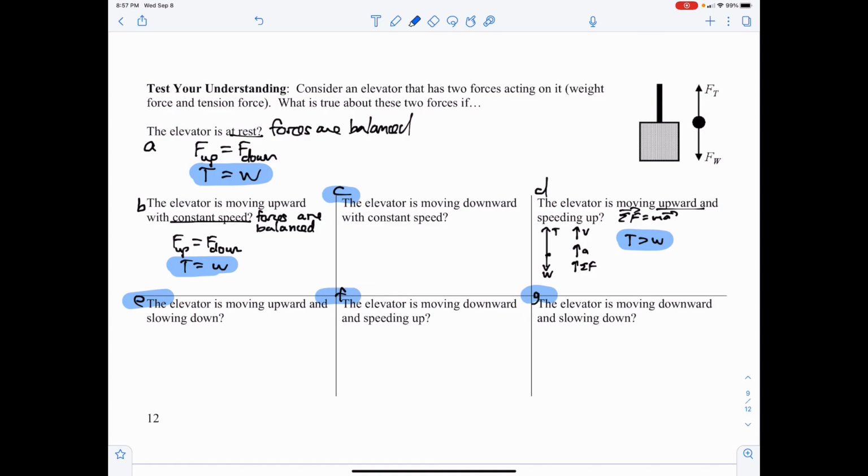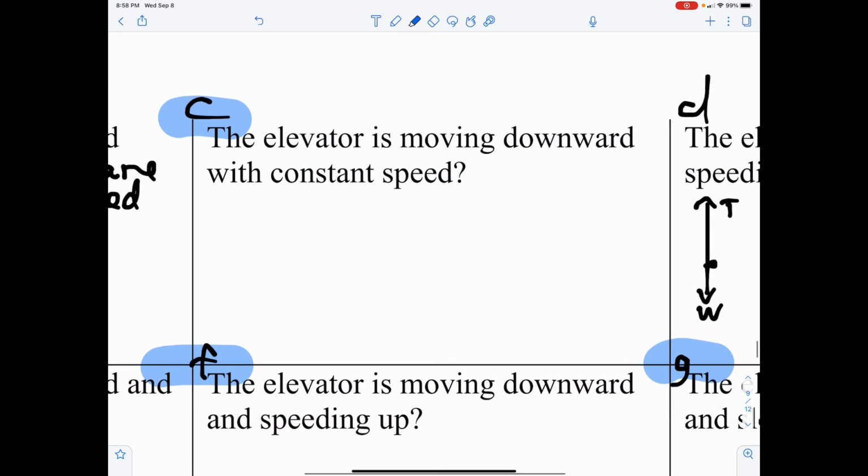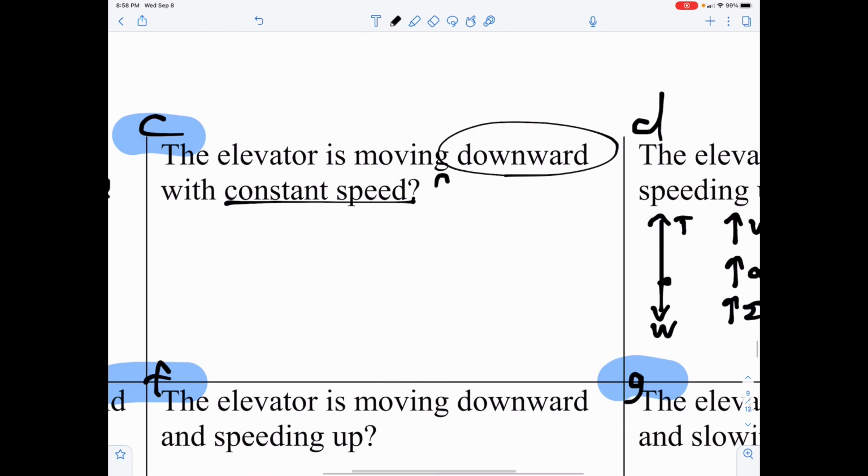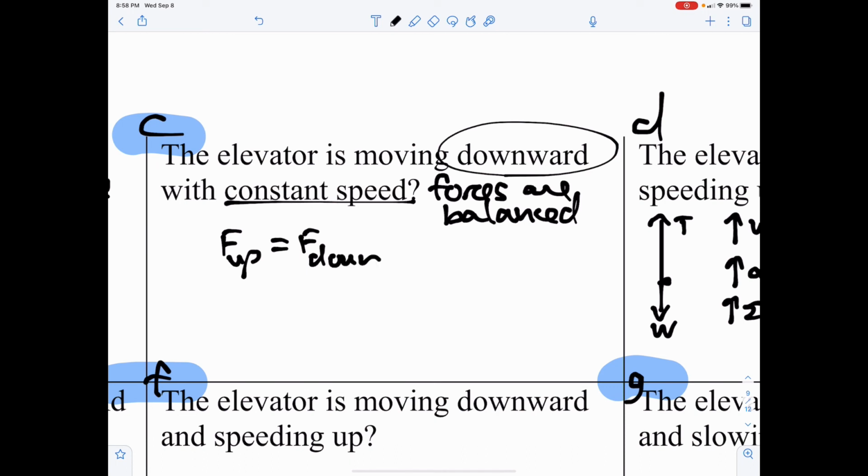Okay, let's take a look at letter C. The elevator is moving downward with constant speed. Well, here's the catch. Constant speed. I don't really care which way it's going. If it says constant speed, then forces are balanced. That's Newton's first law, which means forces going up equal forces going down, which means tension equals weight, just like A and B.